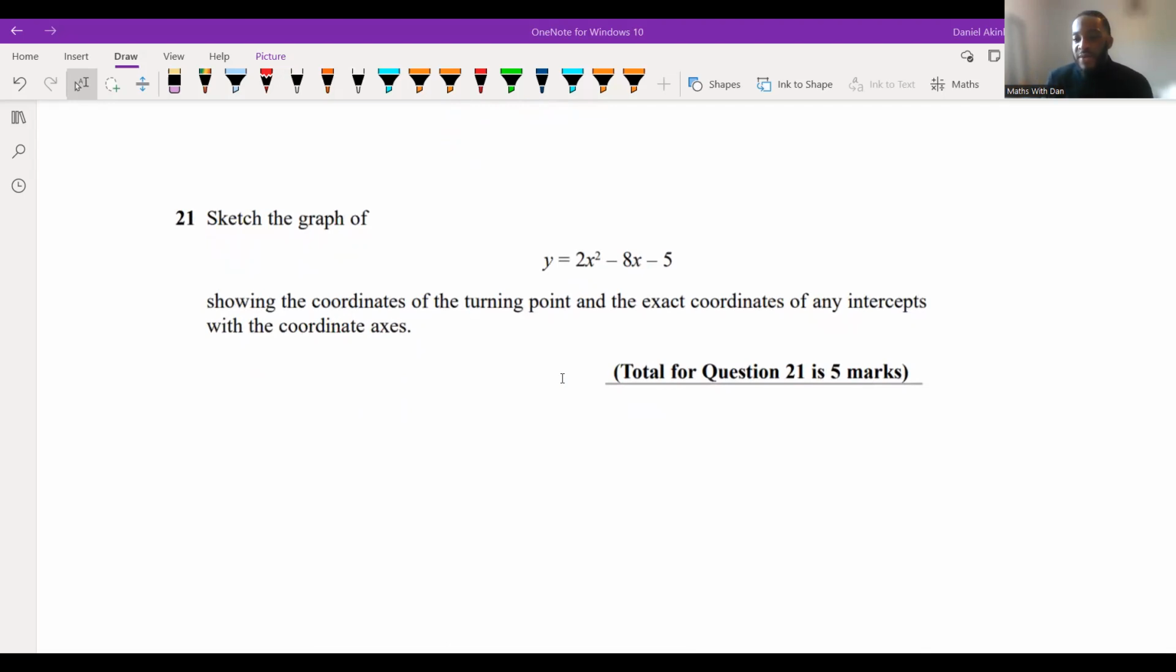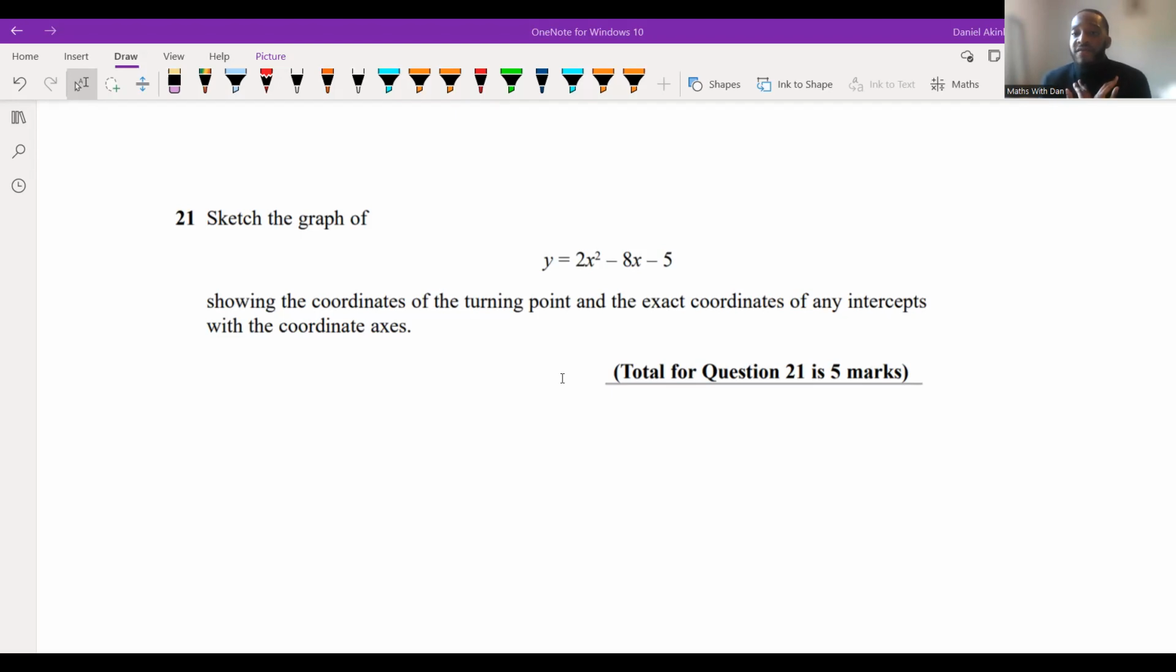Okay. It's been about 5 minutes. If anybody has an answer, just let me know in the chat. We're going to go through it together now, though. So it says we need to sketch the graph of y equals 2x squared minus 8x minus 5, showing the coordinates of the turning point and the exact coordinates of any intercept with the coordinate axes.